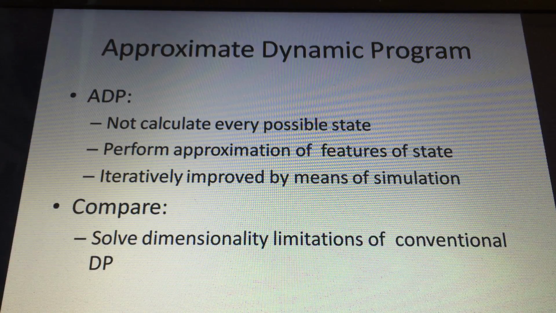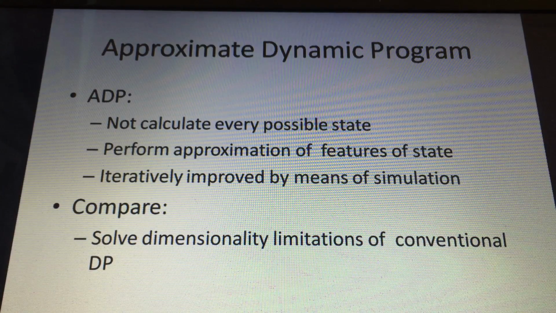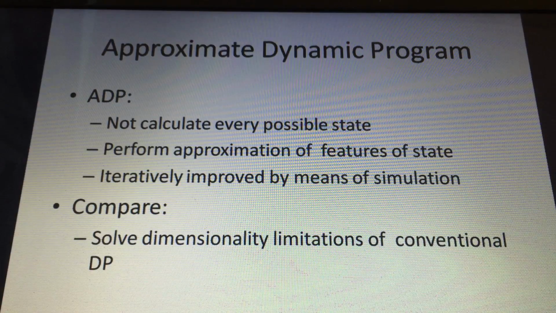It does not need to calculate every possible state for the problem. It just performs approximations for the states and iteratively improves by means of simulations. Compared with dynamic programming, it overcomes the dimensionality limitations of DP algorithms while it still has DP's advantages.